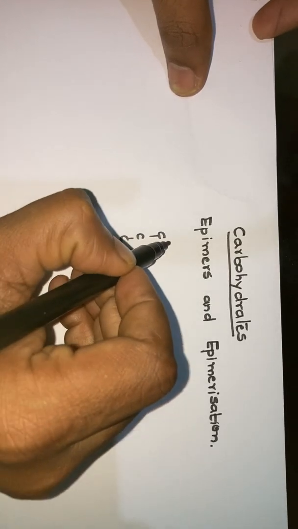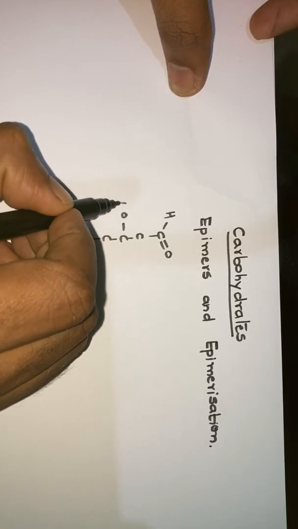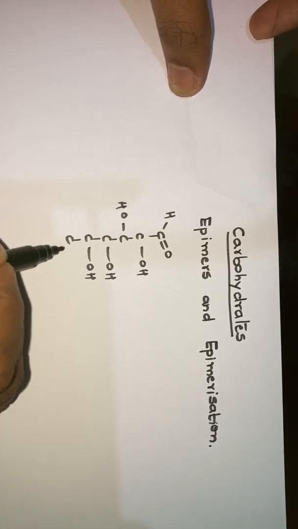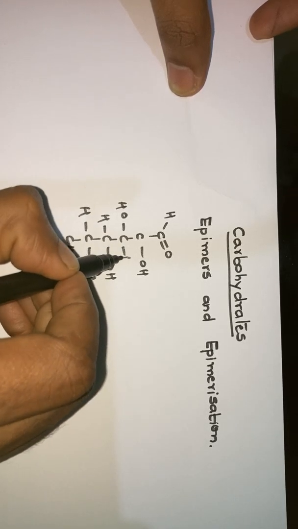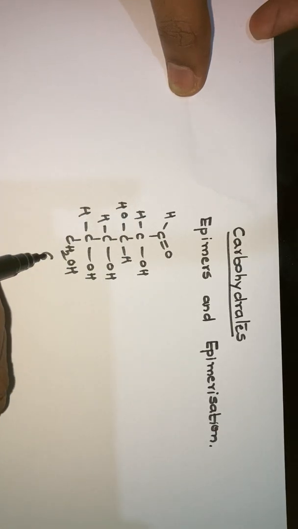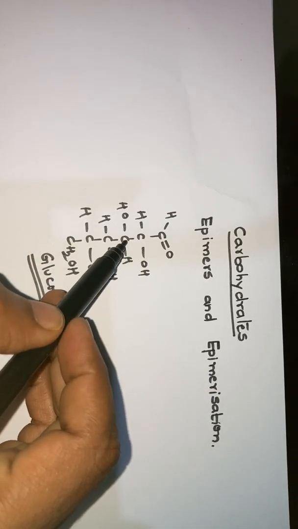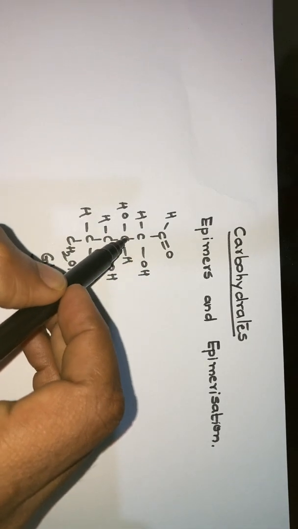Glucose has an aldehyde group. The third carbon OH is on the left side, and the remaining carbon OH are all on the right side. This is the structure of glucose. Now this has 4 asymmetric carbons. What is an asymmetric carbon? A carbon attached to 4 different groups is called an asymmetric carbon. So it has 4 asymmetric carbons.